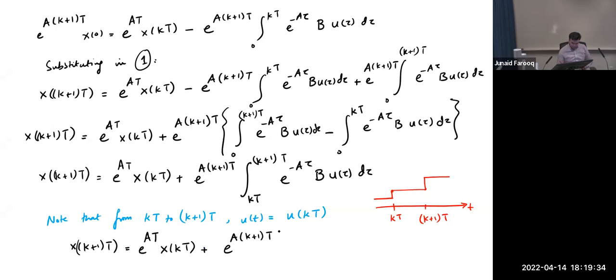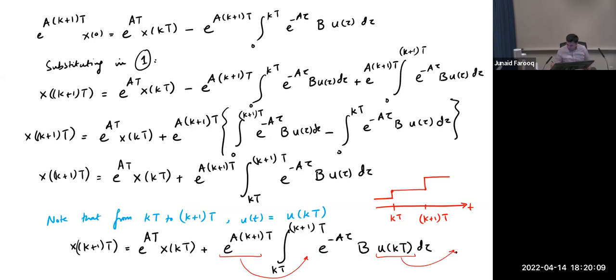And then this is the place where the difference will be. So we have e to the minus A tau B, and this is u(kT) dtau. So it has become independent of tau now, so it can go outside. Next step, we are going to bring this inside, and we're going to bring this outside.